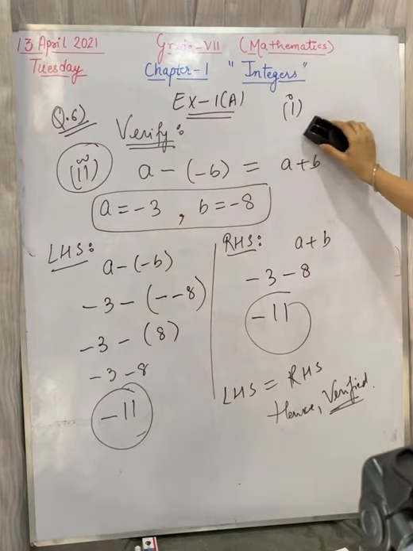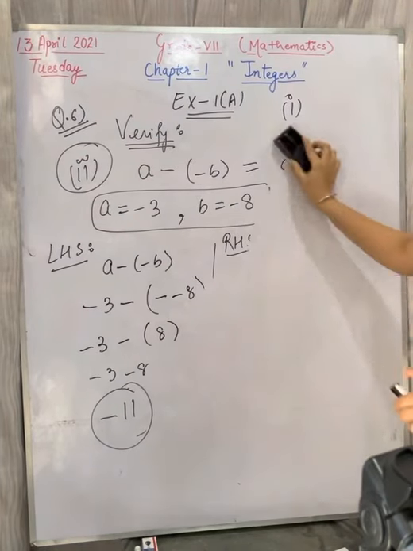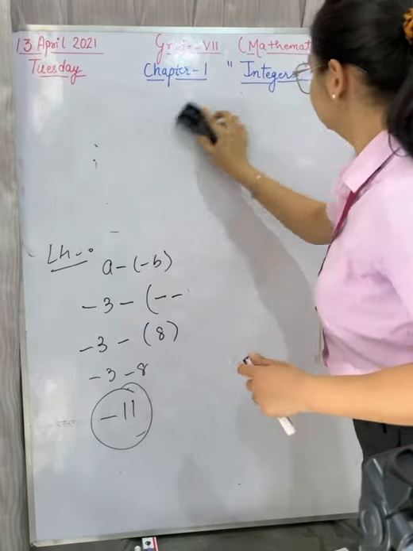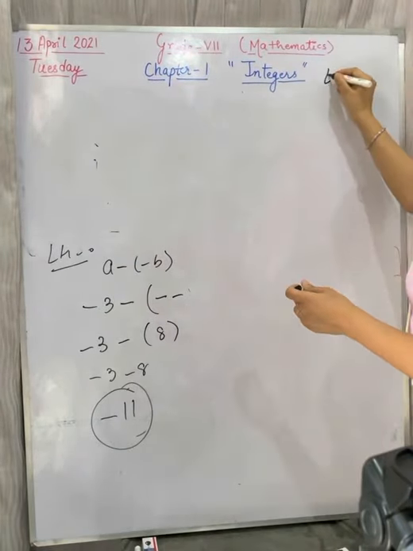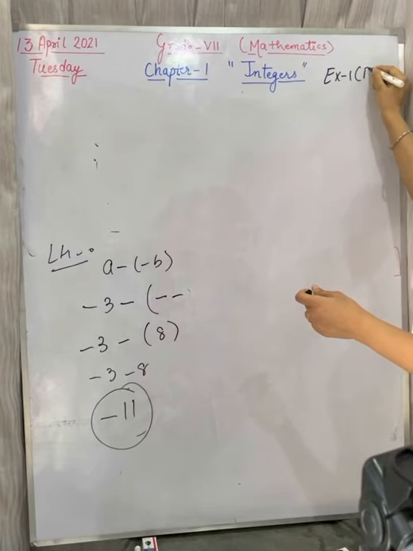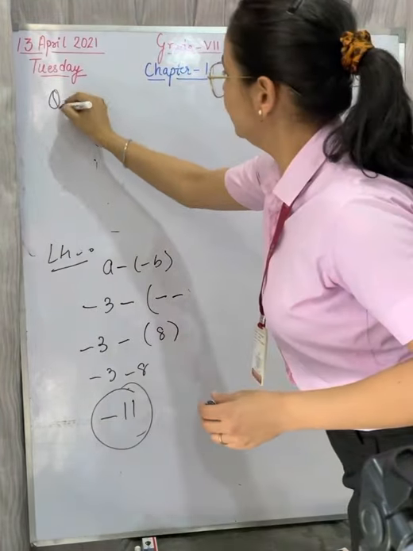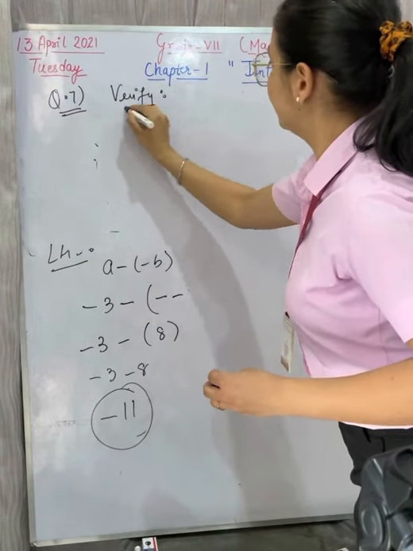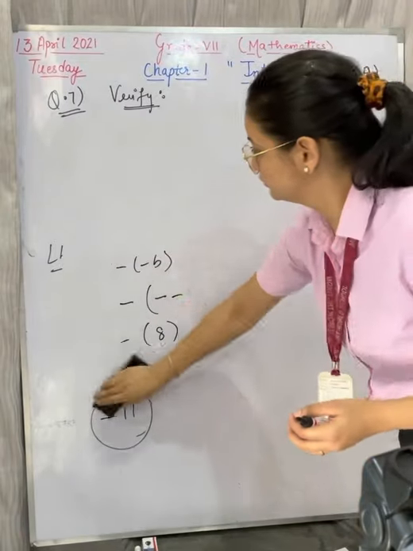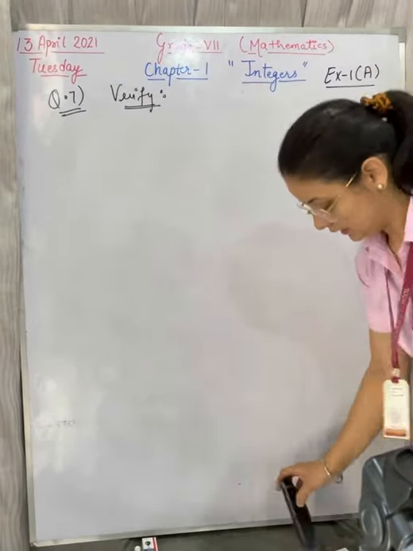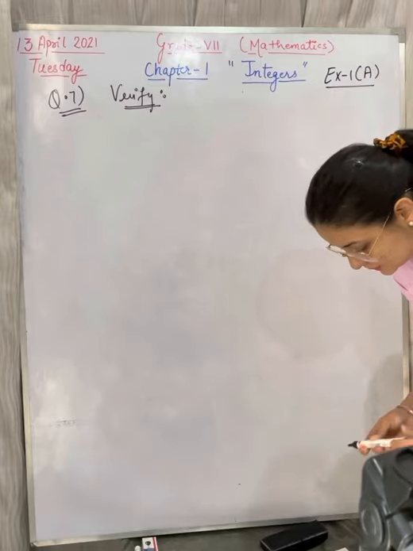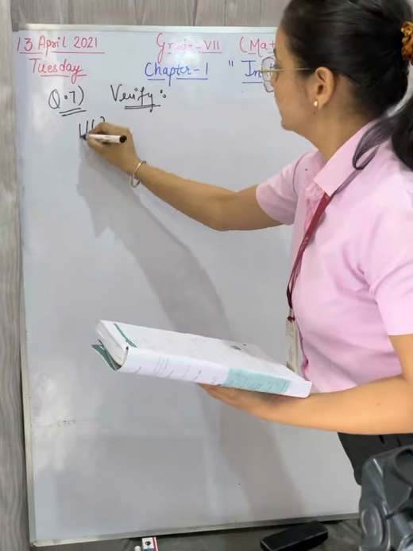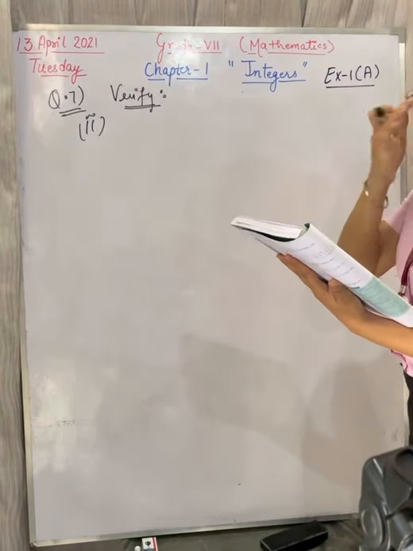The first part I'm giving you for homework. Now let's start with the 7th question. The 7th question is again based upon verification. You have to verify left hand side and right hand side. There are 2 parts. I'm doing the second part. The first part is your homework.